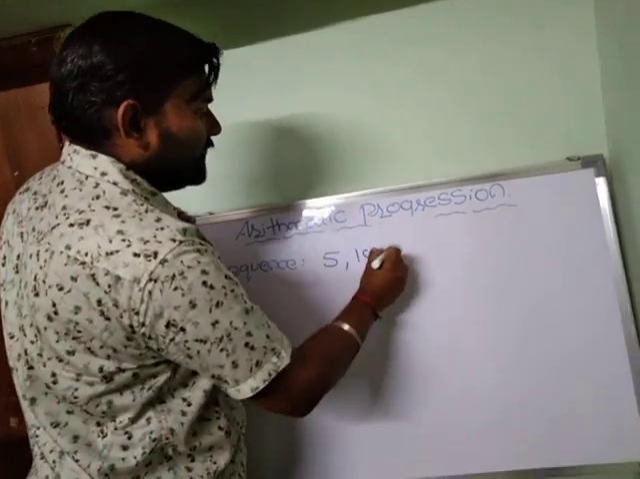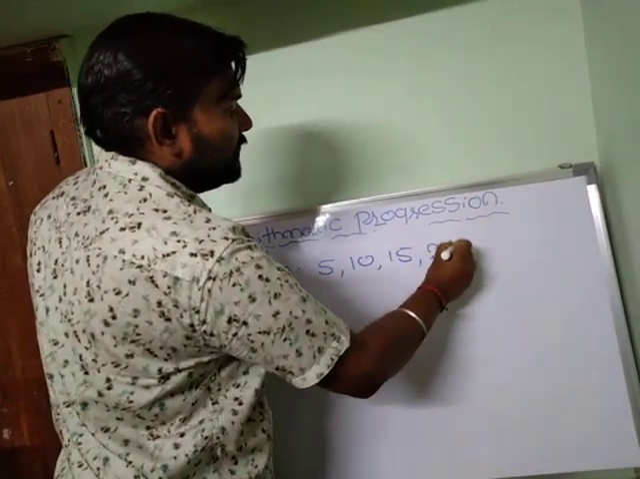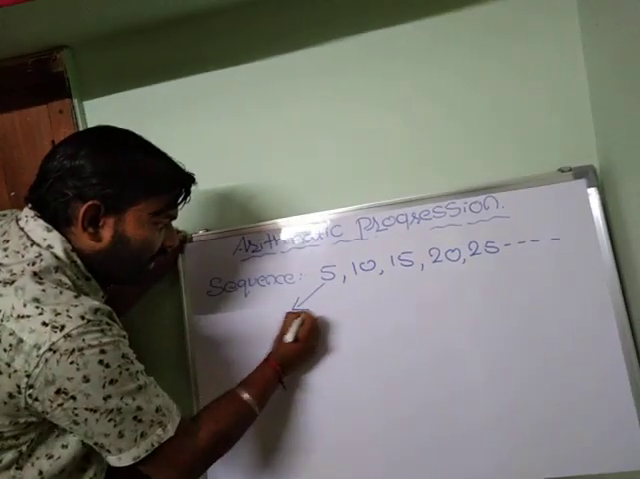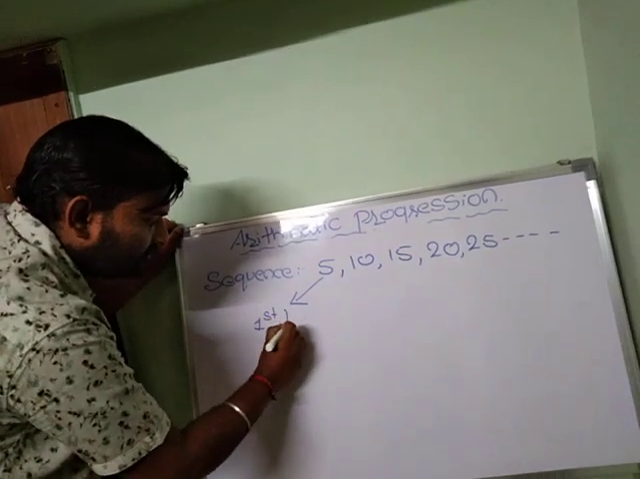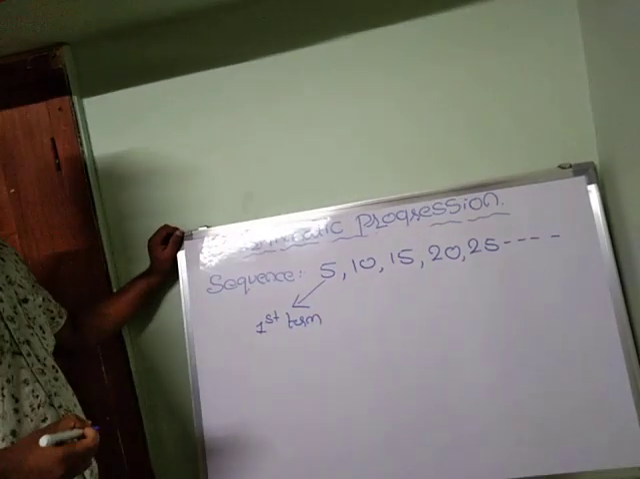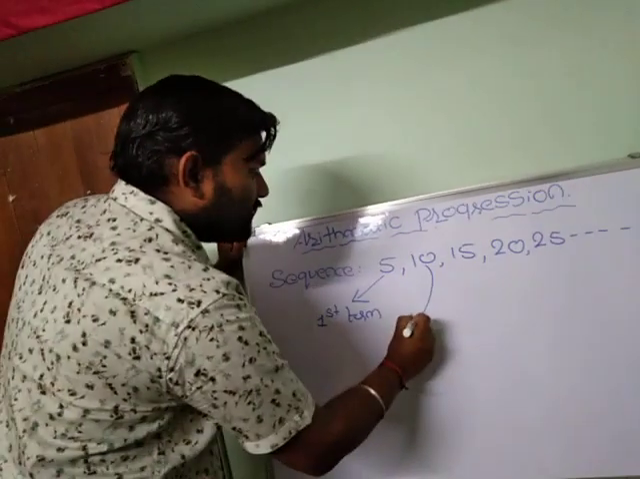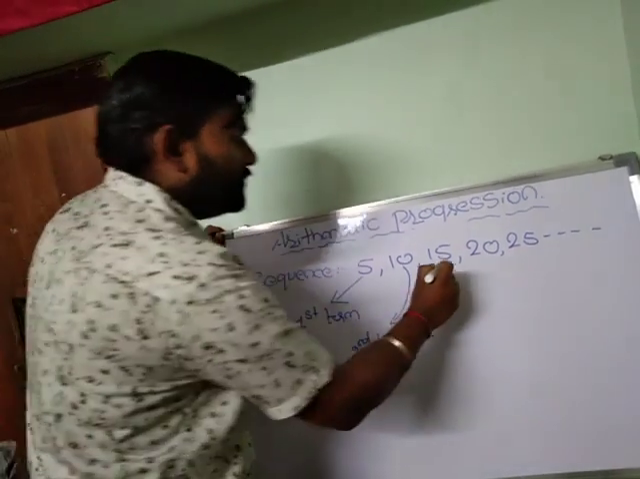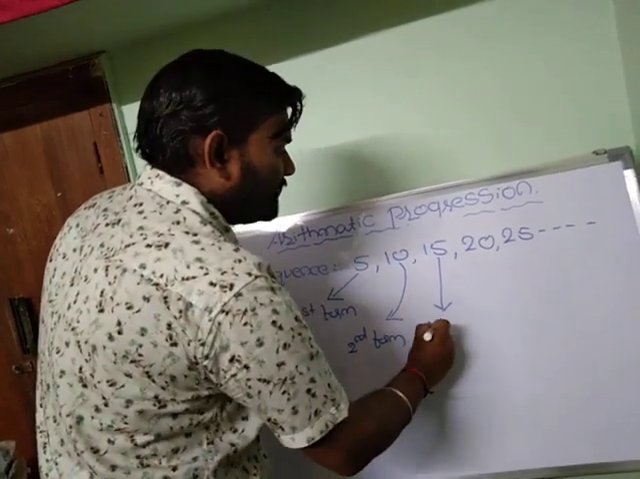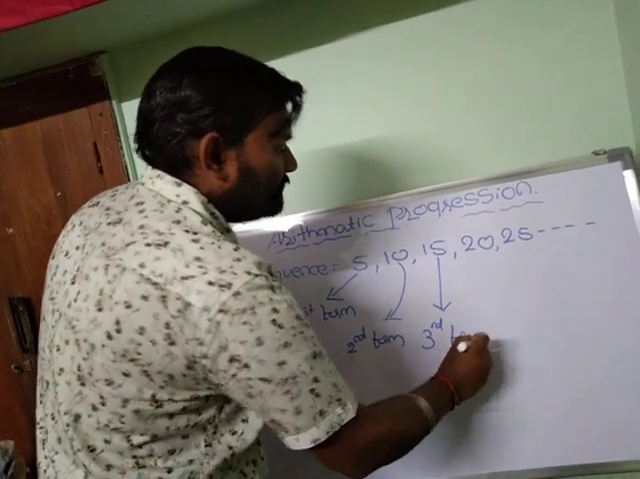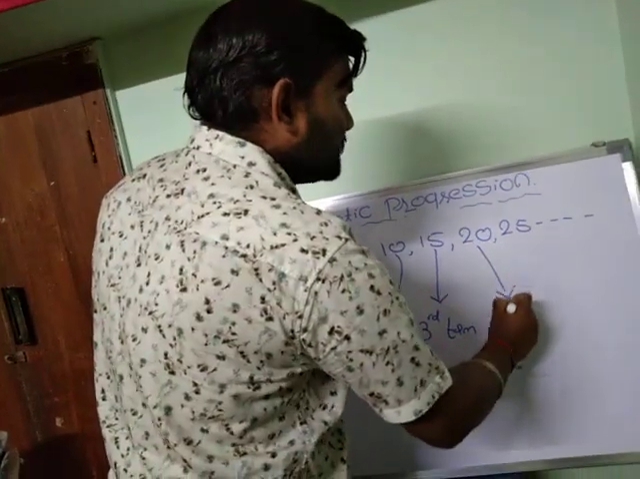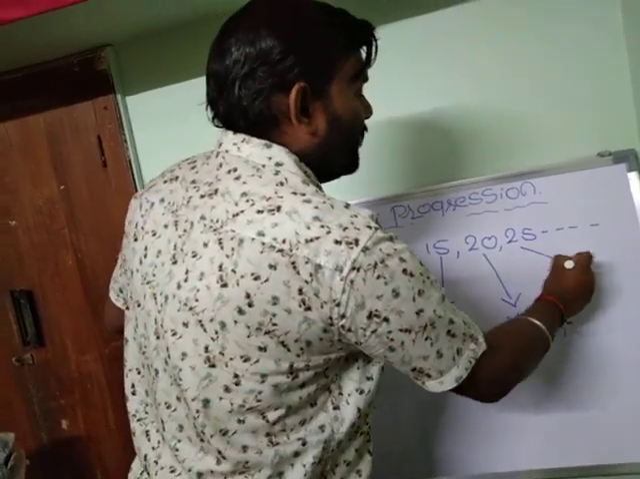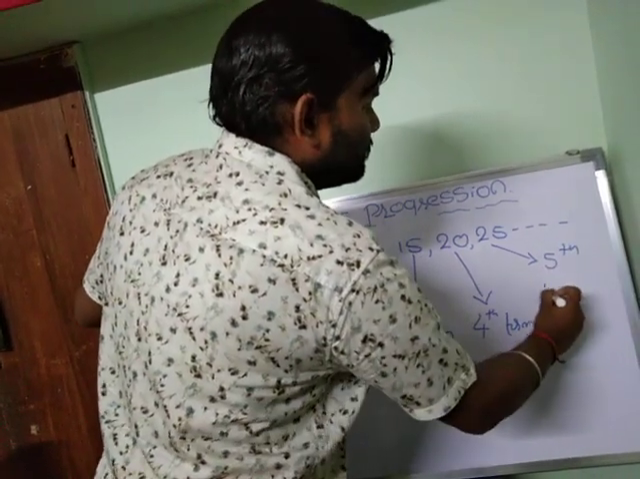Five, 10, 15, 20, 25 and so on. Here 5 is called the first term, 10 is called the second term, 15 is called the third term, 20 is called the fourth term, and 25 is called the fifth term.